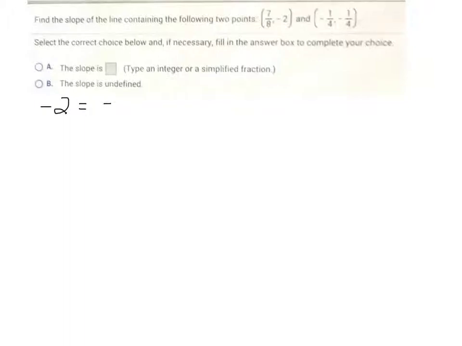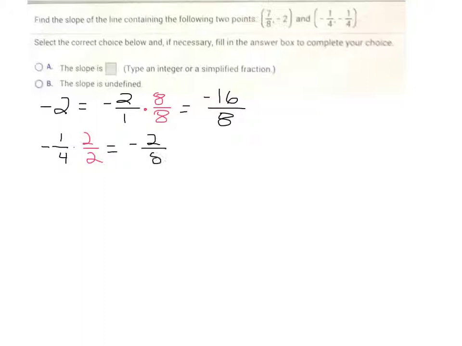-2 is the same thing as -2 over 1, and when we multiply that by 8 over 8, that becomes -16 over 8. Okay? And then -1/4, and when we multiply that by 2 over 2, we get the denominator we want. So we get -2/8.